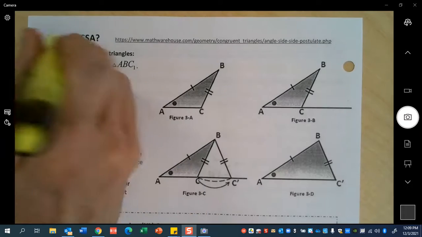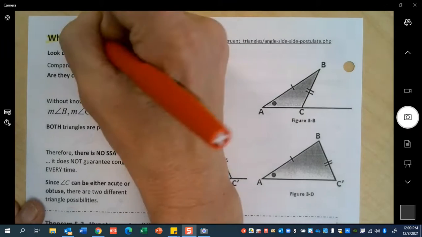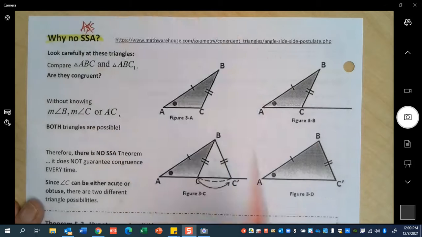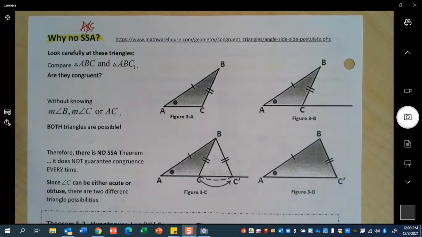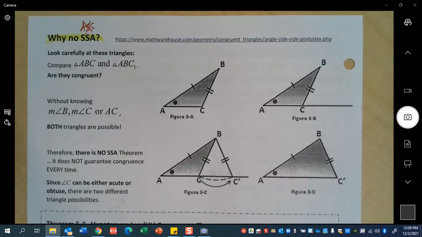So you are not allowed to curse in geometry. There is no ass theorem. There is no ass theorem. And the reason why there is no ass theorem, I'll show you in a minute. I just have to pull up the website.